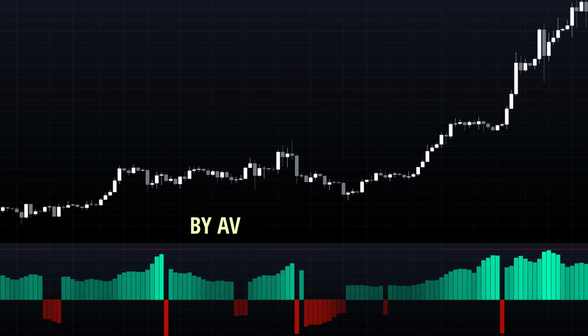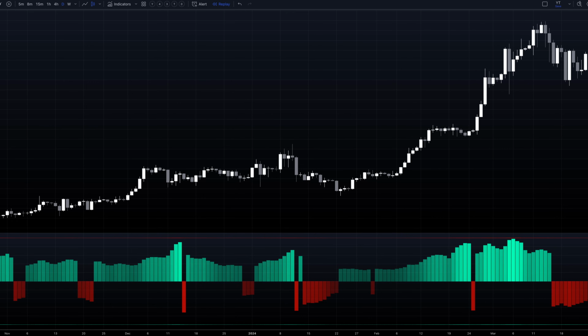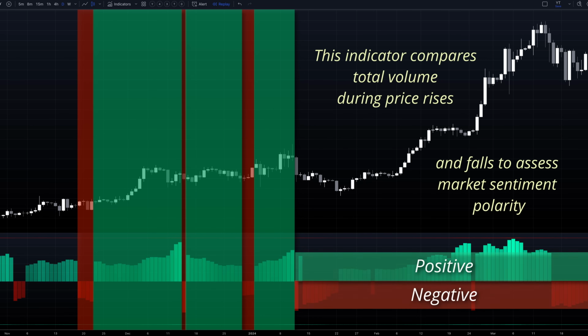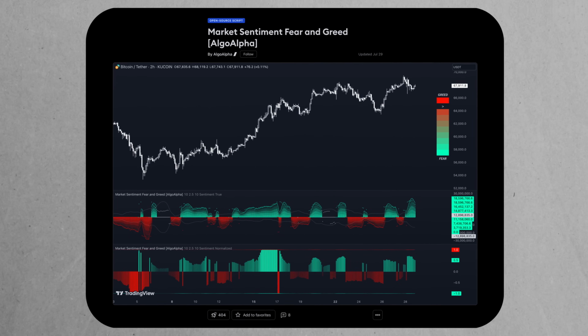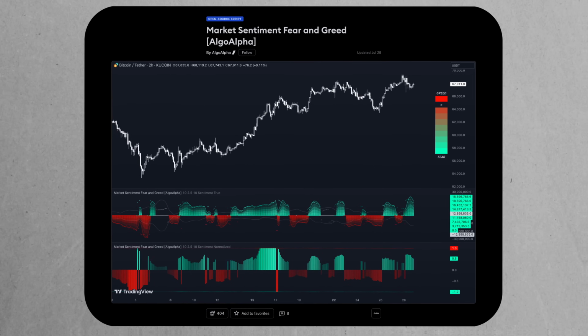The indicator works by averaging volume and closing prices over a certain time period. It compares the total volume for when prices are going up or down to determine if the market sentiment is positive or negative. The Market Sentiment Fear and Greed Indicator helps traders understand the overall mood of the market, whether it's driven by fear or greed.